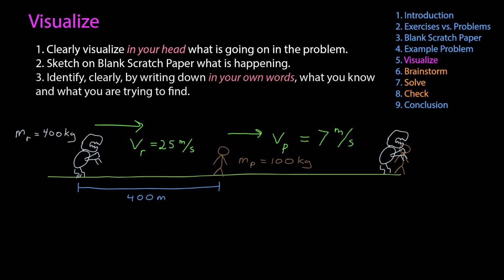Now what's going to happen? Well, eventually the raptor is going to catch up with the person, and they're going to end up at the same point in space off to the right. And what do I need to know? I need to know that location and the time that it occurred.